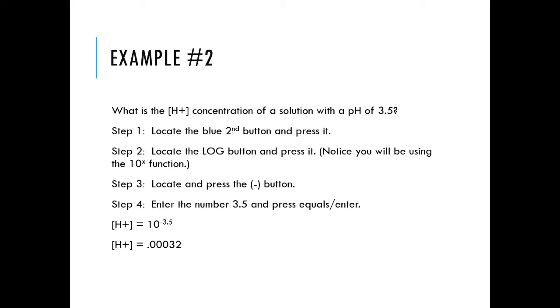Then we're going to hit the negative button. Again, this is the most common mistake I see, is forgetting to do this part, because it's 10 to the negative pH value. So 10 to the negative, then we punch in 3.5, and then hit enter. So our calculator should look something like that first one, 10 to the negative 3.5. You hit enter, and you should get 0.00032. Alright, so let's switch over to our live cam and run through this real quick.